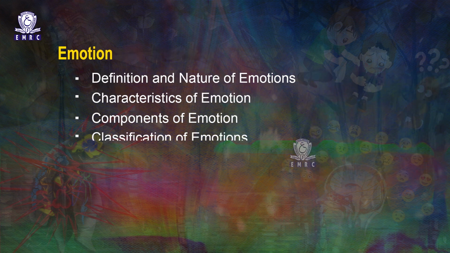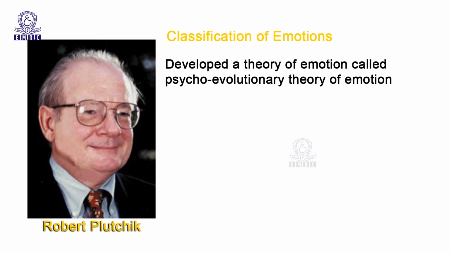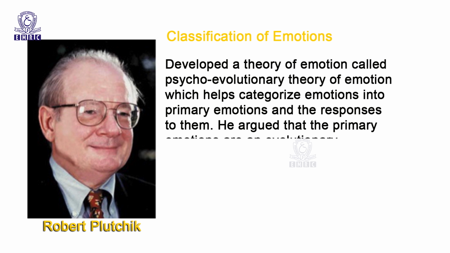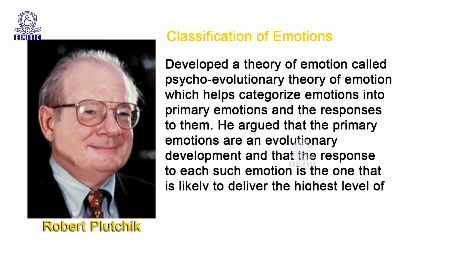Now we move on to the classification of emotions. Robert Plutchik developed a theory of emotion called the psycho-evolutionary theory of emotion, which helps categorize emotions into primary emotions and the responses to them. He argued that the primary emotions are an evolutionary development and that the response to each such emotion is the one that is likely to deliver the highest level of survival possibility.